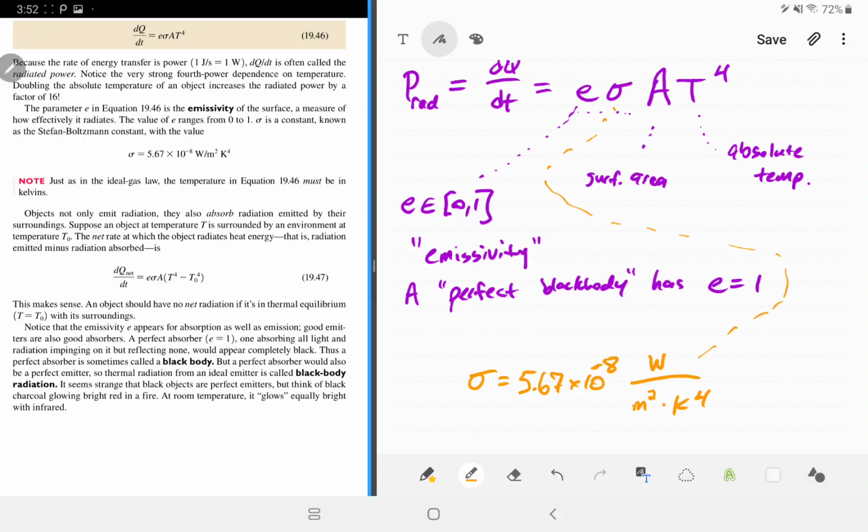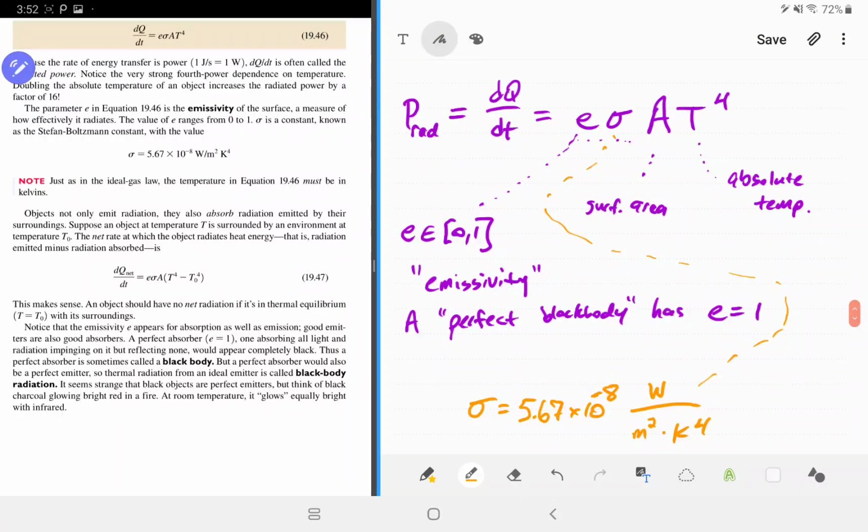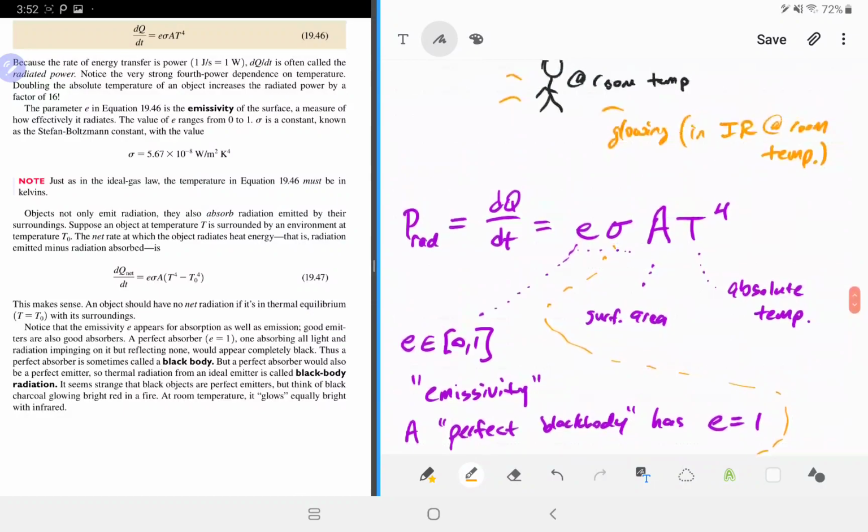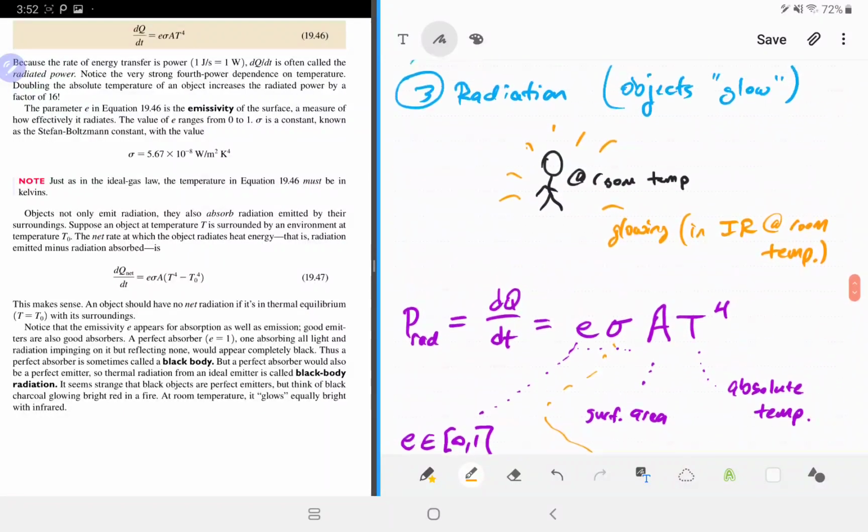The book mentions objects not only emit radiation, but they absorb radiation. So a lot of times you have to use this formula twice. When I wrote this down, I had in mind an object emitting radiation, emitting energy in the form of heat. And it's governed by this equation where T is the temperature of the body. So T is the temperature of the person's skin. That's what would appear there.